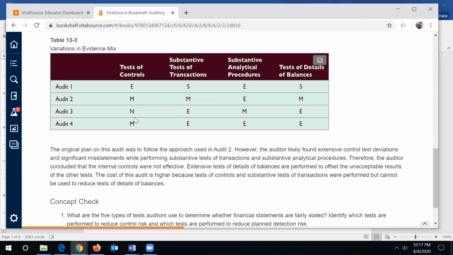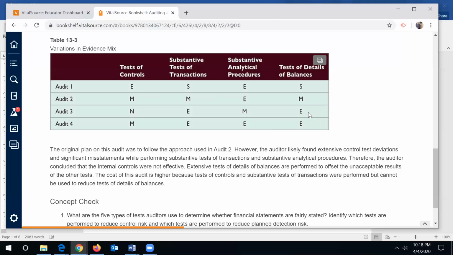Now audit 3, there are no test controls. This is a signal that automatically control risk is 100%. They did extensive substantive tests of transactions. Makes sense because control risk is 100%. Medium analytical procedures, they figured why bother with a lot? Because we're going to do these very expensive substantive tests of transactions and extensive tests of details. Extensive tests of details, again, were because control risk is 100%.